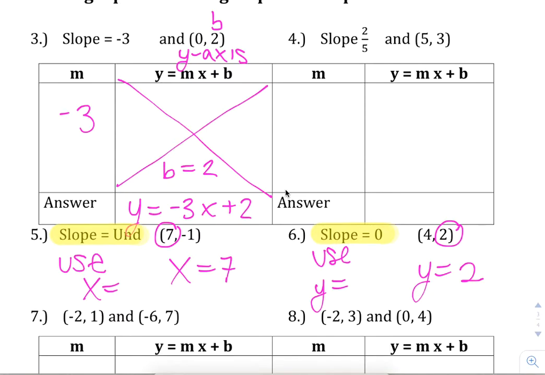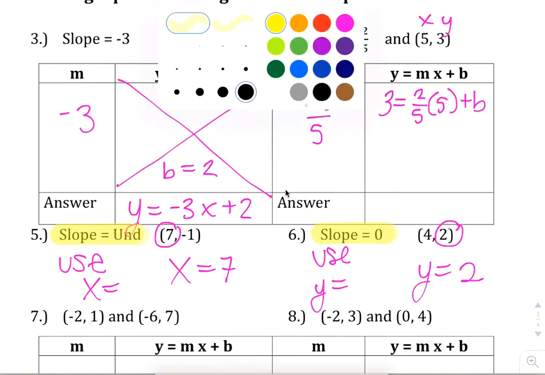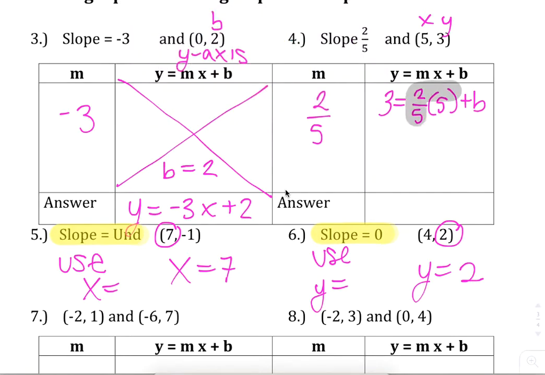All right, problem number 4 I want to go back and look at. This one's a little tricky because there's a fraction, but we're lucky they give us the slope. So I'm going to go through, label my x and y, and I'm going to plug it in. We're going to use the calculator. So my y is 3, my m is 2 over 5, and my x is 5. I don't know what b is, okay? So in your calculator, let me change colors. In your calculator, I want you to type just this part in, okay?